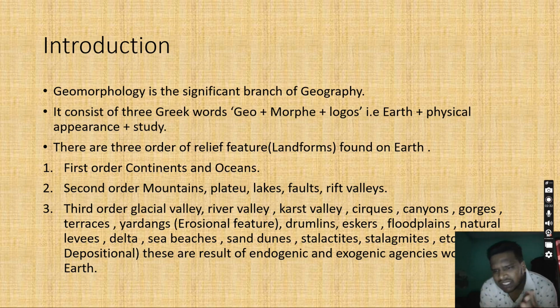So all the kinds of landforms developing on the earth's surface are due to two types of agencies, or two types of forces, working on the earth: the endogenic force and the exogenic force. The endogenic force works from inside the earth and develops features on the earth's surface. Endogenic forces may be tectonic forces, volcanic forces, or convection currents. Then we have exogenic agencies, which are weathering, erosion, denudation, and so on.